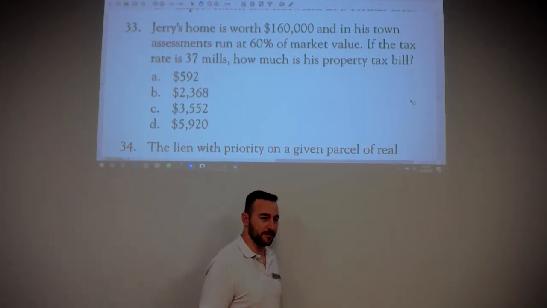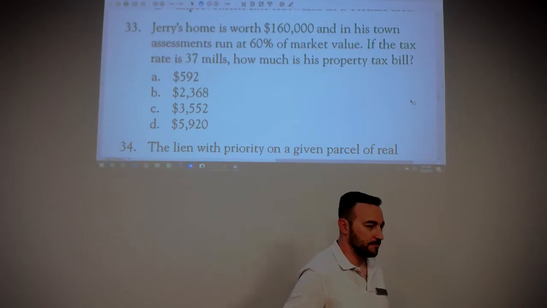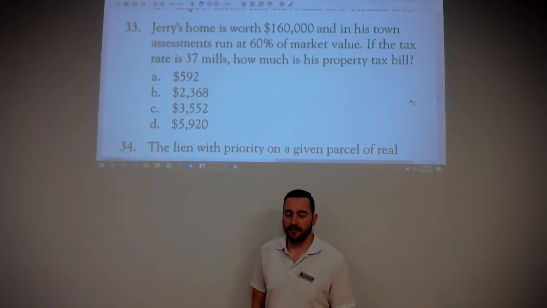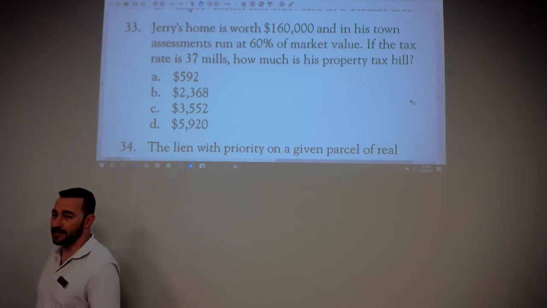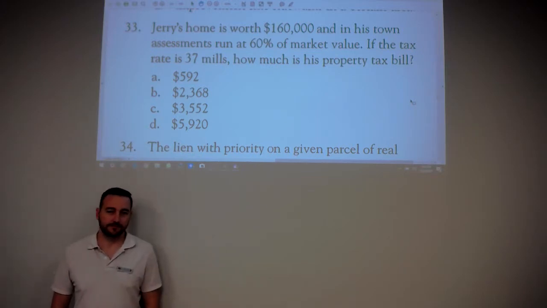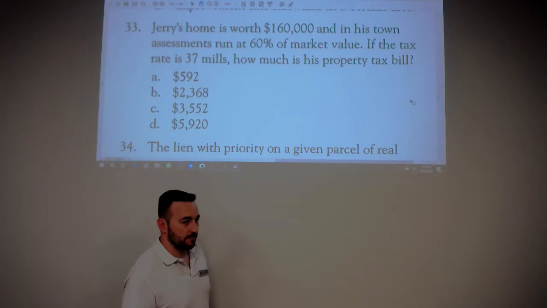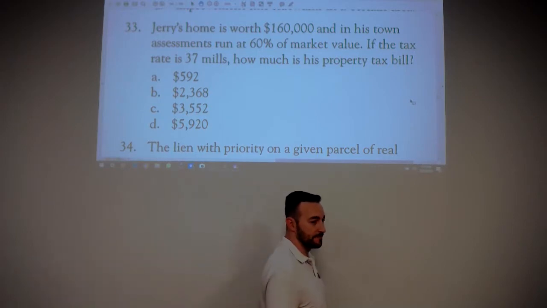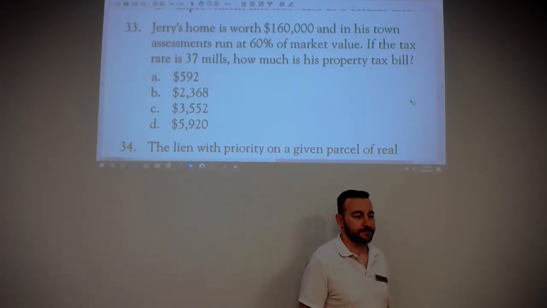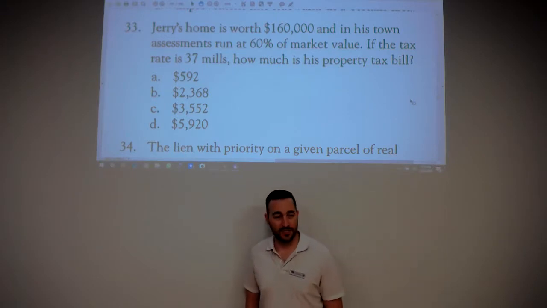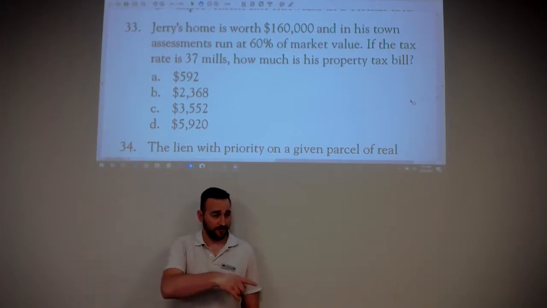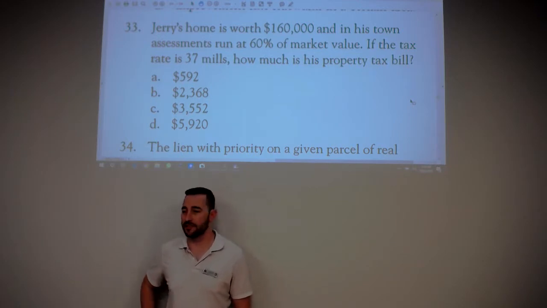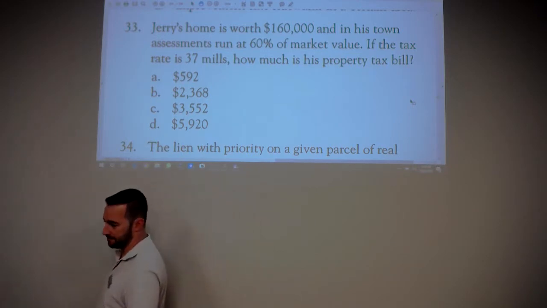All right, you guys doing the math? As you're doing your math, let me start by saying, taxes are based on assessed value, they're not based on market value. So what's the first step? Dividing? Nope. 160 is not the value we need. 60%. We need to figure out what's 60% of 160. Go ahead.